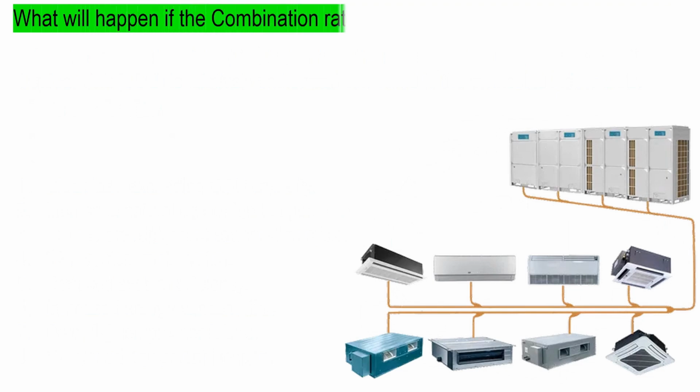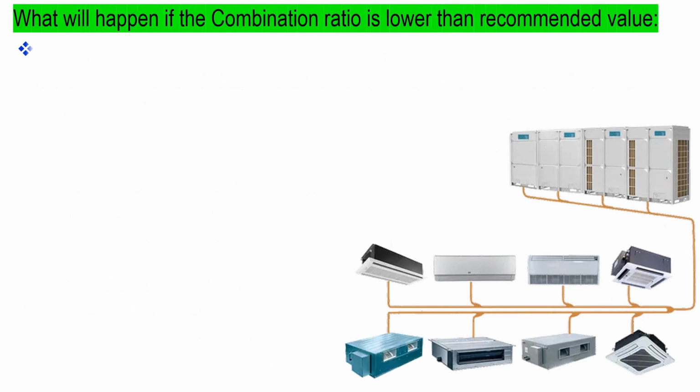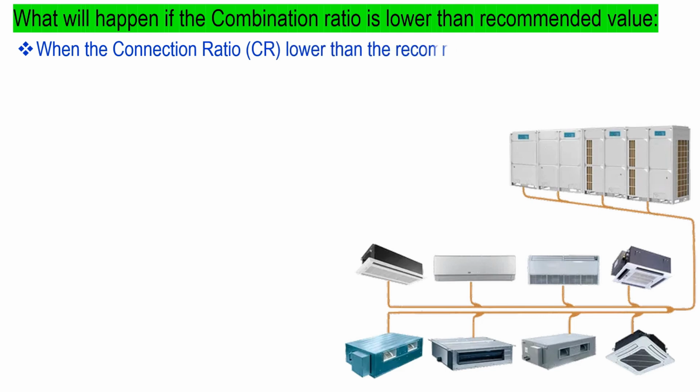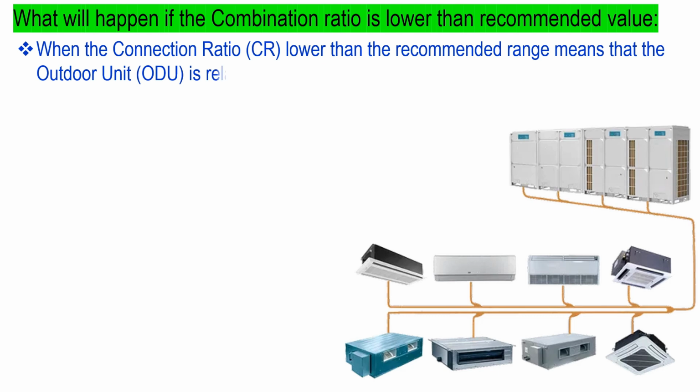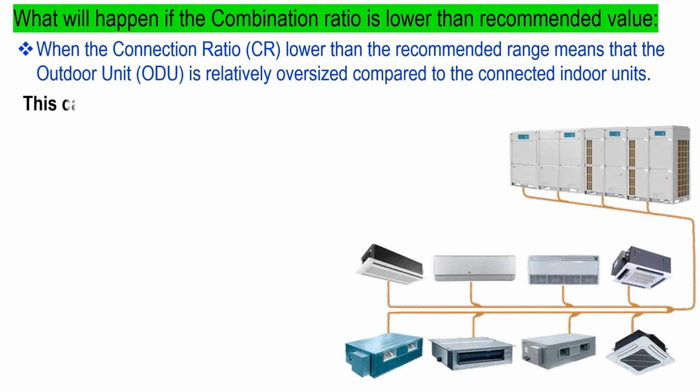What will happen if the combination ratio is lower than the recommended value? When the connection ratio, CR, is lower than the recommended range, it means that the outdoor unit is relatively oversized compared to the connected indoor units. This can lead to potential issues.